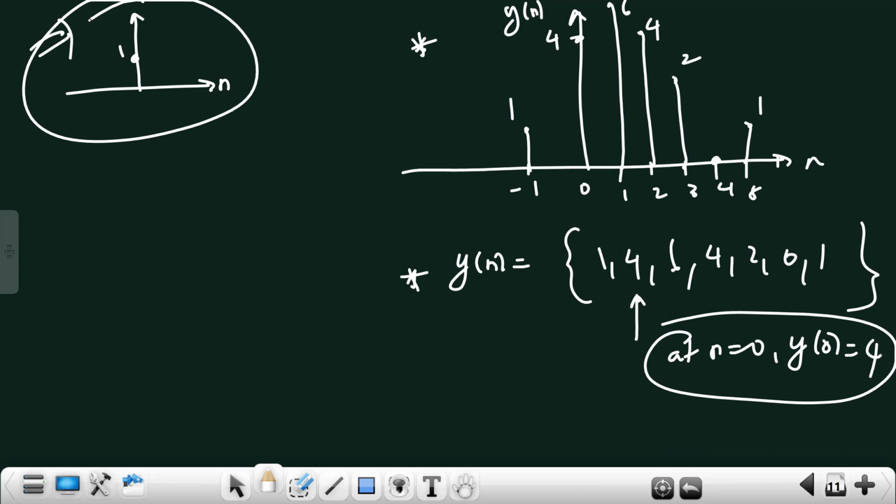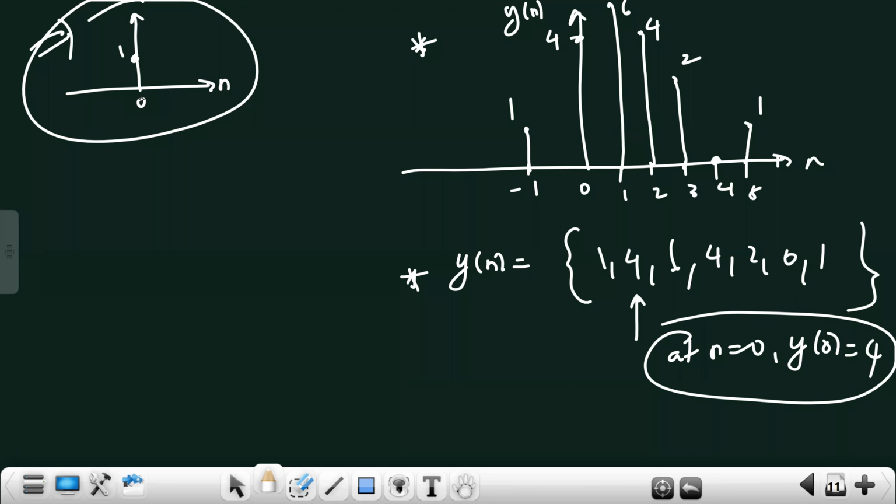Sir, y of n is equal to x of n plus 1. No, it is at the origin. It is at the origin you are having 1. So what is that particular signal? Recall the elementary signals. At n equal to 0, you are having 1, which means, sir, the unit impulse. Yes, it is a unit impulse signal. How will you represent that impulse signal?